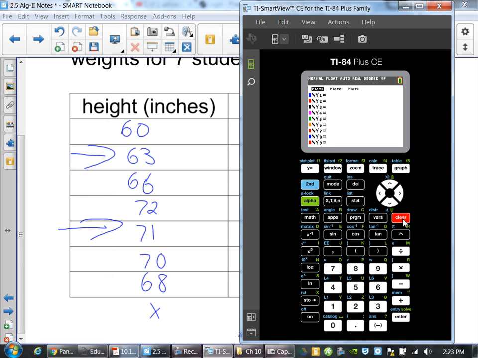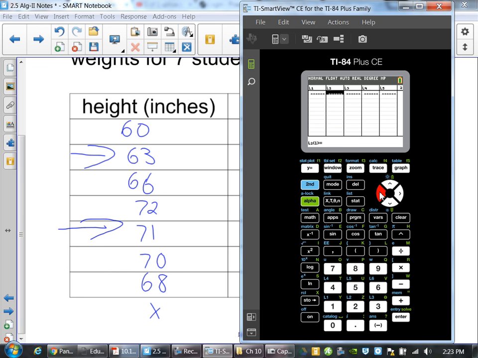Now, what we're going to do is these next steps are going to be the same steps for entering lists, whether we're talking about linear, cubic, quartic, whatever. Any of these functions we have to use a calculator to create a list, we do the same thing. We got to back out first. Hit stat, and then hit enter for edit.